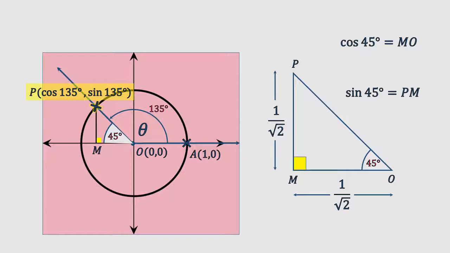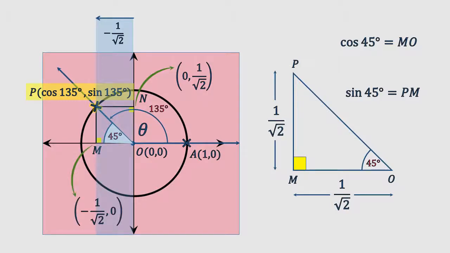If N is a point on the y-axis such that PN is perpendicular to the y-axis, we can deduce that N is 1 by square root of 2 units from O. Hence, the coordinates of N are 0, 1 by square root of 2. Notice that M is minus 1 by square root of 2 units from O, or the coordinates of M are minus 1 by square root of 2, 0.